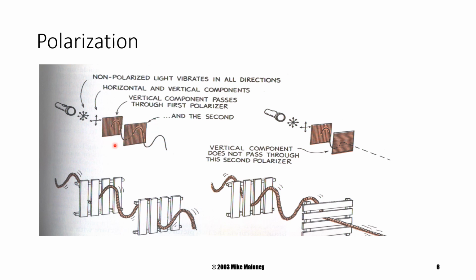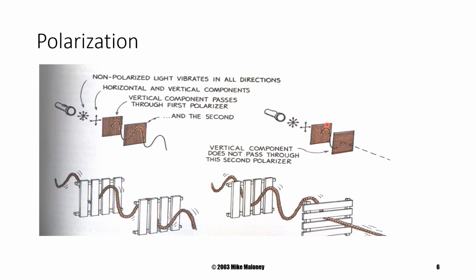How is the second polarizer? It also has the vertical plane of transmission. So the vibrations of the light vector which pass through the first polarizer also pass through the second polarizer, and we are getting light out of this second polarizer.